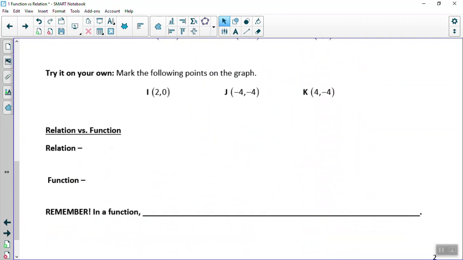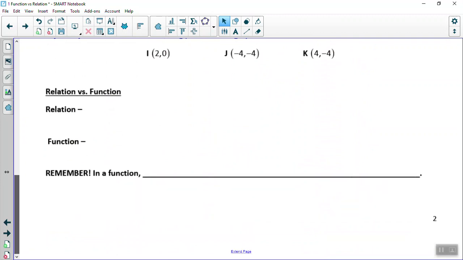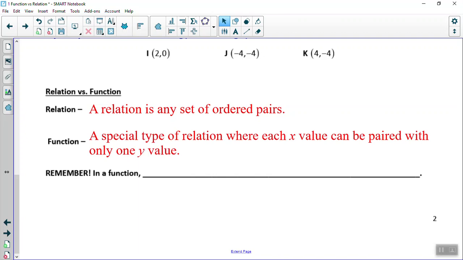All right, let's come on back and let's take a look at what this lesson is supposed to be about. Relations versus functions. A relation is any set of ordered pairs. Any set that we put together of ordered pairs is considered to be a relation. A function, on the other hand, is a special type of relation where each x value can be paired with only one y value. So something that we really have to work on remembering is that in a function, our x values cannot repeat. X values cannot repeat. That's big.